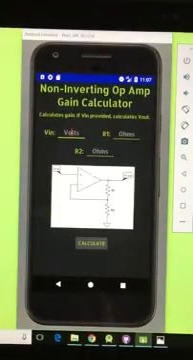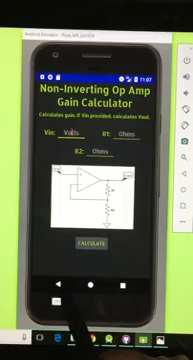We also have a non-inverting op-amp calculator. For our op-amp gain calculators, it will calculate the gain if R1 and R2 are provided, and if V in is provided, it also calculates V out.